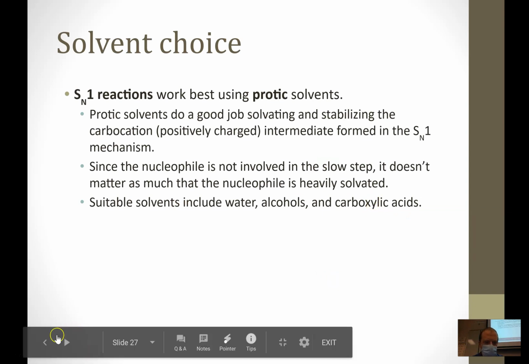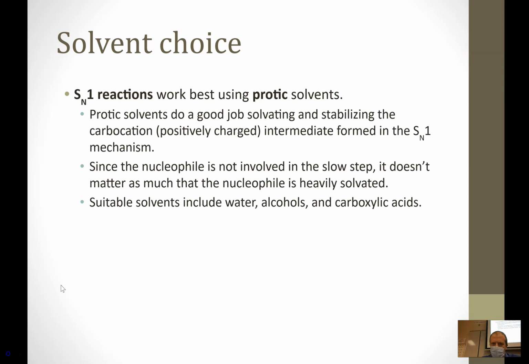I think this is the end. So that's it for Sn1 and Sn2. There are some questions there at the end of the notes. That's what you should work on right now.